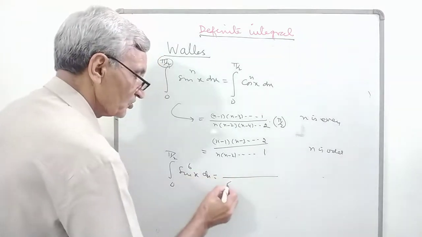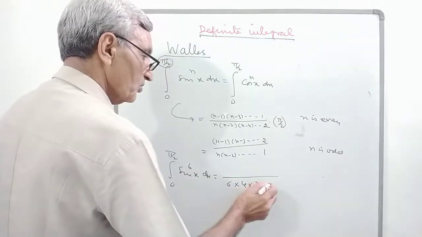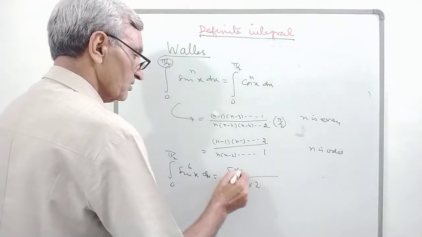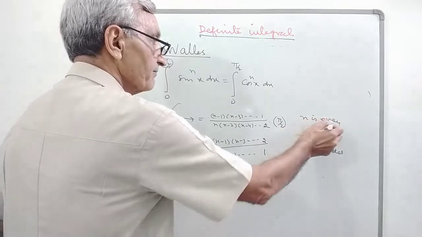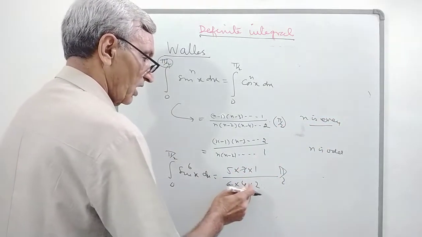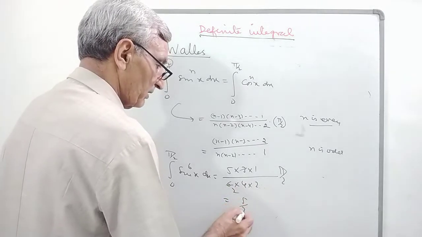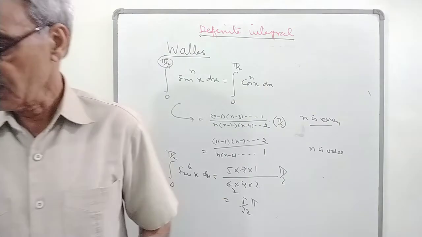Here the power 6 is even: 6, 4, 2, and 5, 3, 1 with pi by 2 as the factor. Since it is even, you can have 3 2 6, and the answer comes out as 5 by 32 pi. That's the answer. So you can find the answer like this.